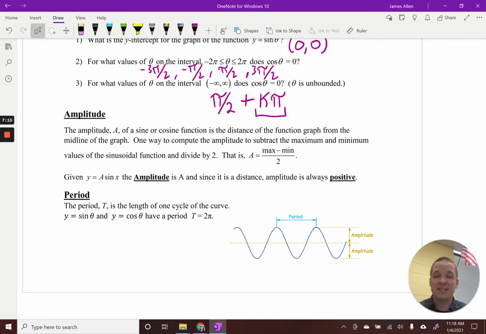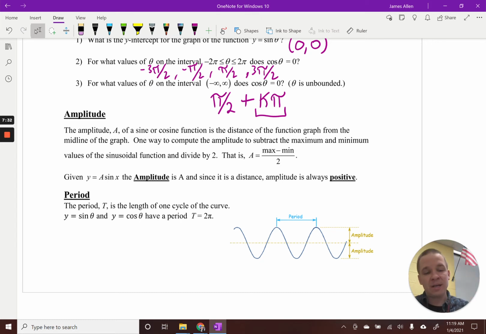Also, you'll see that it's the coefficient in front of that sine or cosine function. So if you're given the equation, you could see it from the number that's in front of your sine or cosine function. If you're given a graph, you can eyeball it based on the midline and how high up it goes or how low it goes, or you can do the max minus min divided by 2. A few ways of computing it.